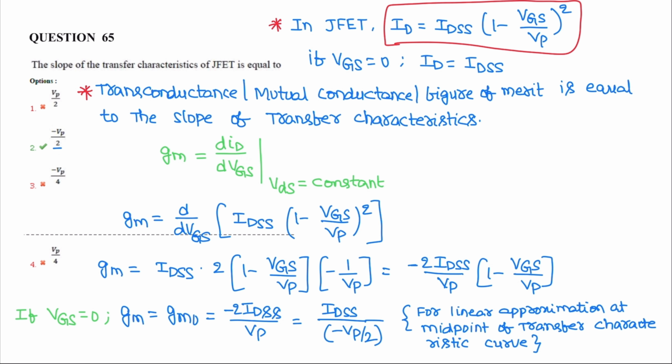So from this, put this ID expression in this transconductance expression. GM is equal to dou by dou VGS, and ID is replaced with IDSS times 1 minus VGS by VP whole square. And then differentiation with respect to gate source voltage, we will obtain minus 2 IDSS by VP times 1 minus VGS by VP. This is transconductance. Unit of transconductance is mho.